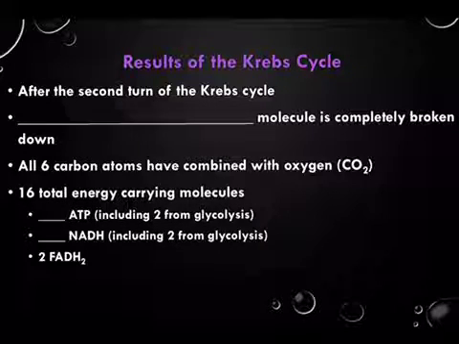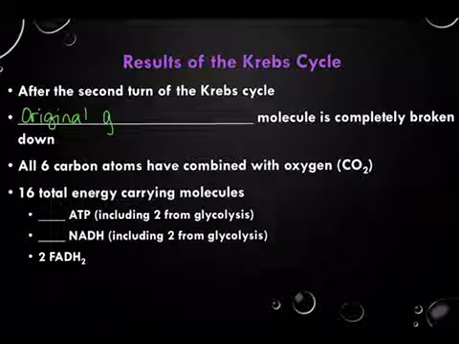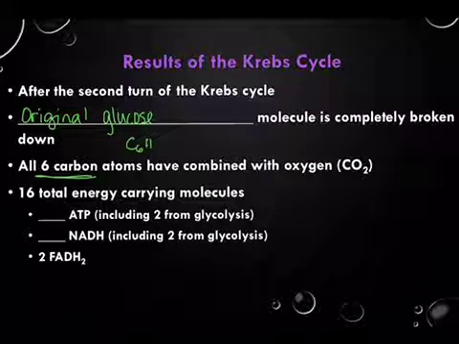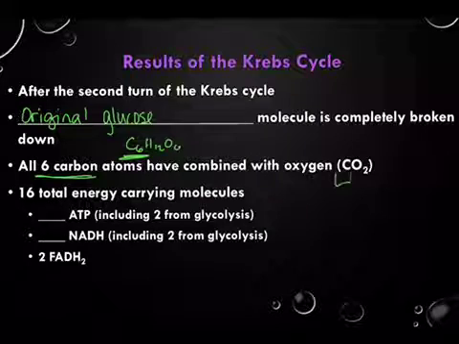So the results of the Krebs cycle, after the second turn of the Krebs cycle, that original glucose molecule is completely broken down. It no longer exists. All 6 of the carbon atoms, remember glucose is C6H12O6, so all 6 of those carbon atoms have combined with oxygen, and that makes our carbon dioxide.